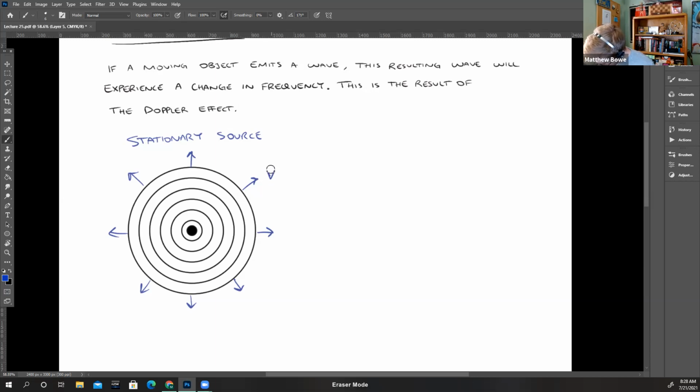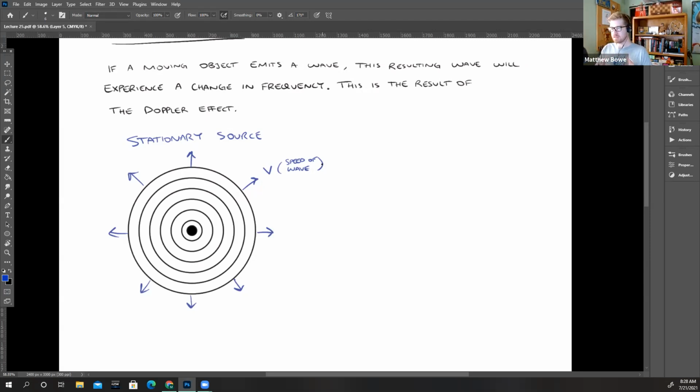So let me try to make this clear for people looking at the notes later. We have speed of the wave, v. And we have a stationary source. So the dot in the middle, that's just staying still. Now, what if we take that car and we start moving and having the horn go off at the same time?